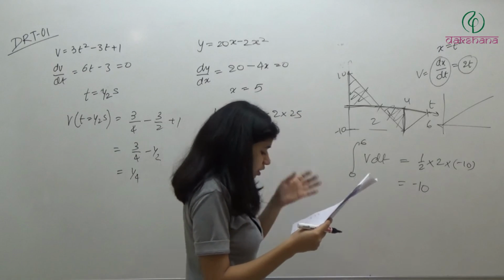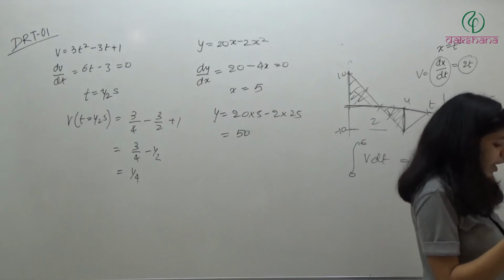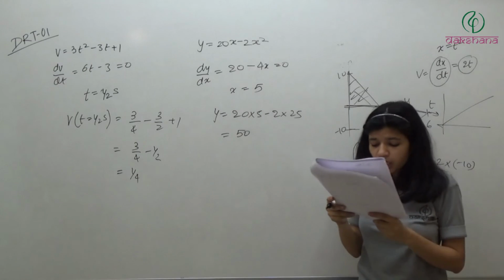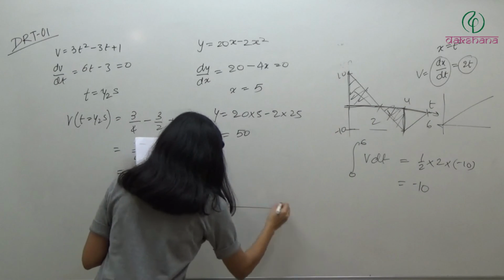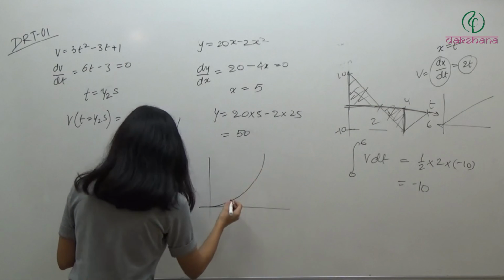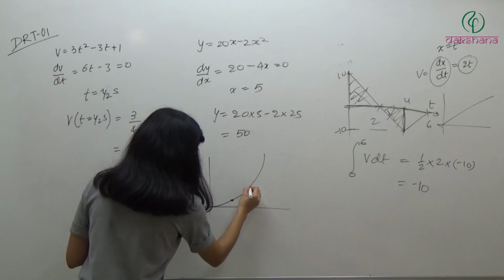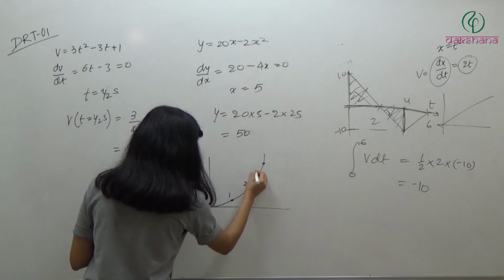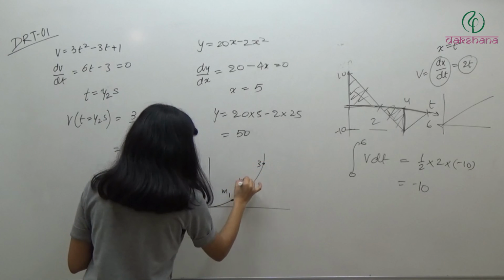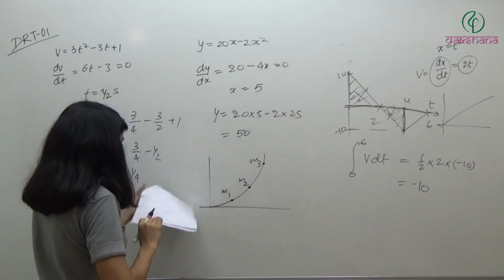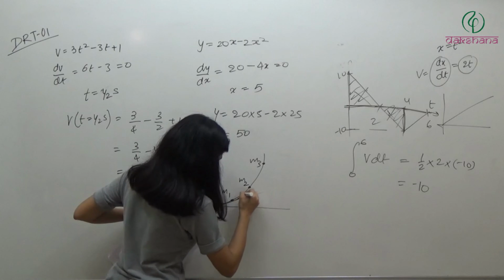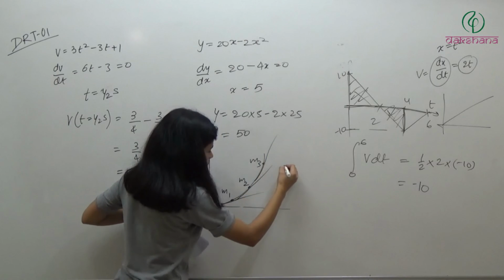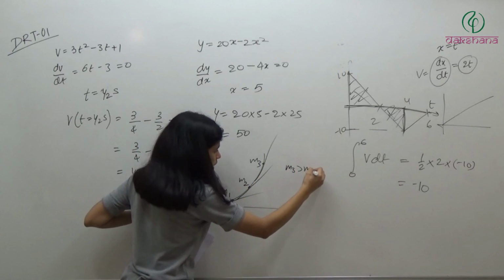Question number 41. The slopes of graph as shown in the figure at point 1, 2 and 3 are m1, m2 and m3. So this is point 1, 2 and 3. So here we have m1, m2 and m3. Then we have to find out the relation between them. So here we have slope this, here more, here again more. So m3 is greater than m2 is greater than m1.